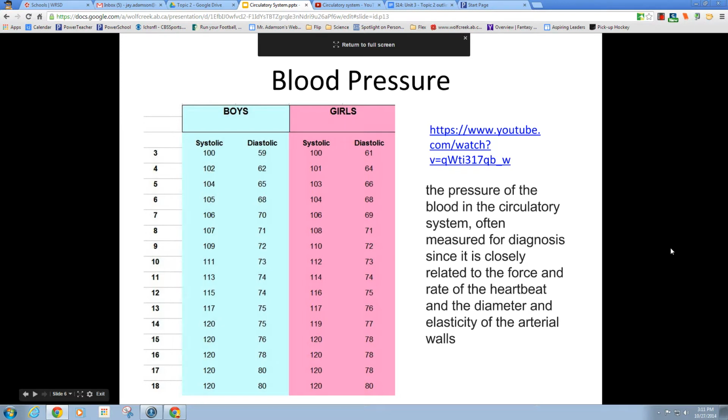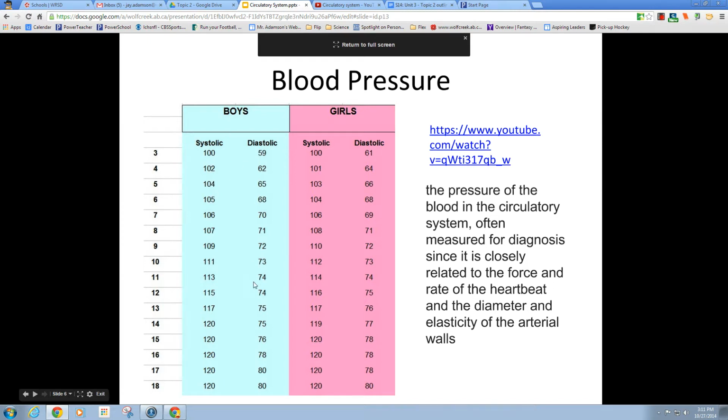Blood pressure is the pressure of the blood in the circulatory system, often measured for diagnosis since it is closely related to the force and rate of the heartbeat and the diameter and elasticity of the arterial walls. So, meaning, how well does your blood pump around your body and what sort of pressure is there when your heart is pumping that blood.